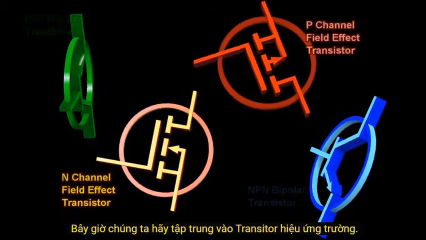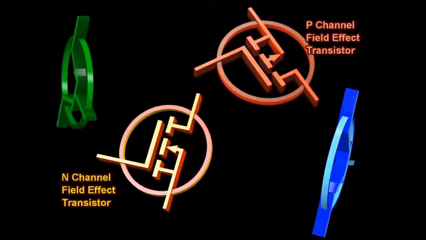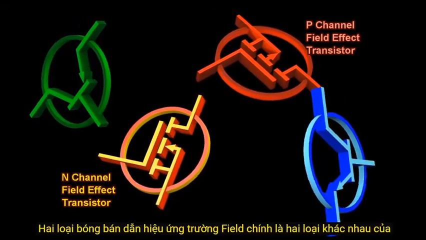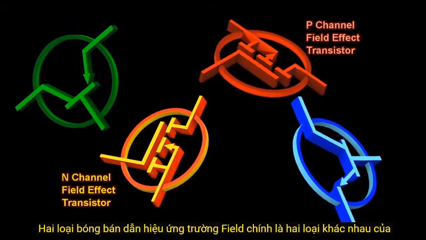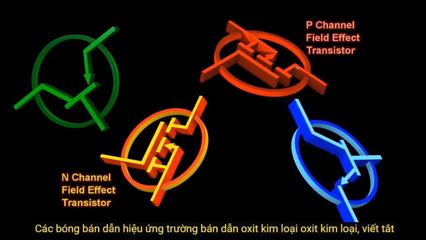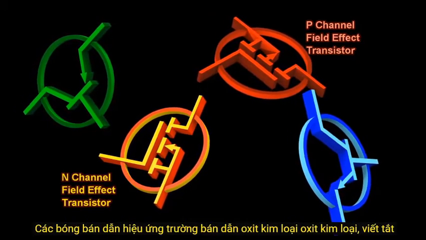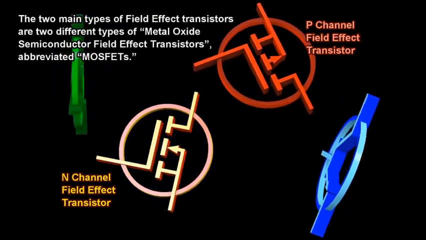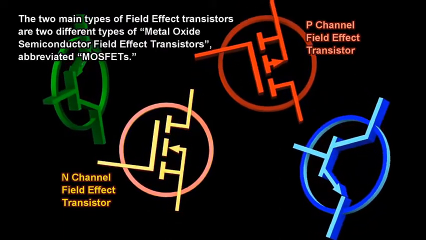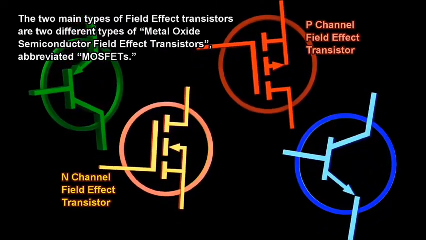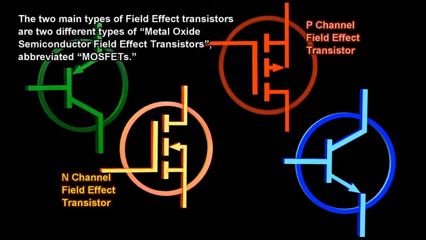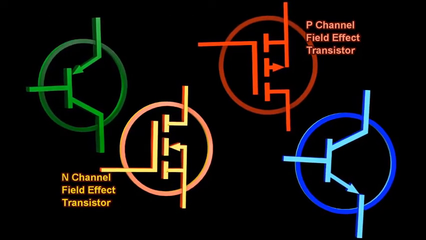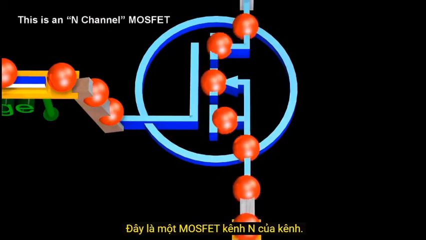Let's now focus on field effect transistors. The two main types of field effect transistors are two different types of metal oxide semiconductor field effect transistors, abbreviated MOSFETs. This is an n-channel MOSFET.